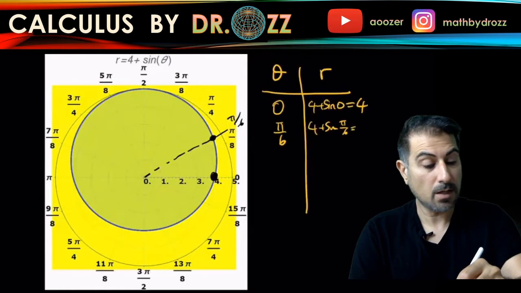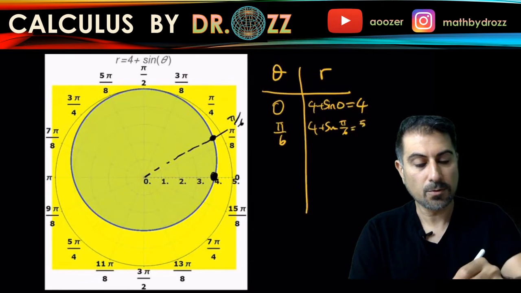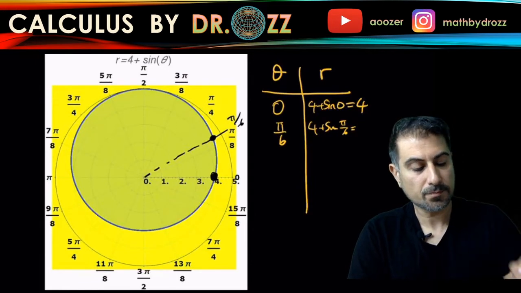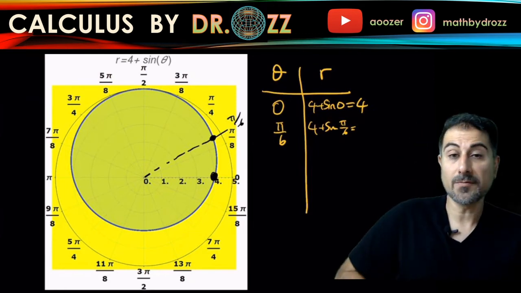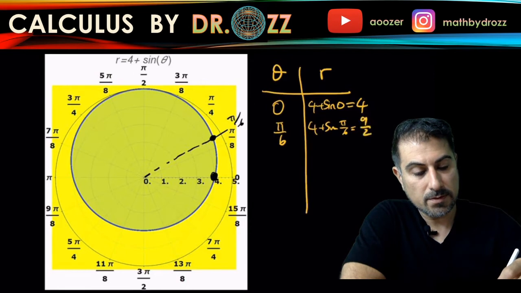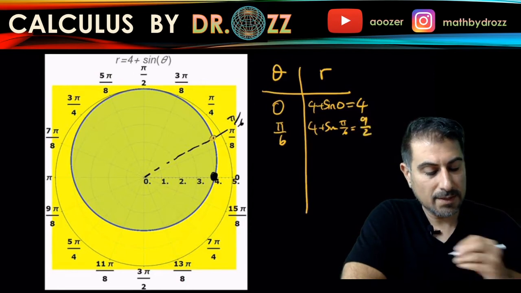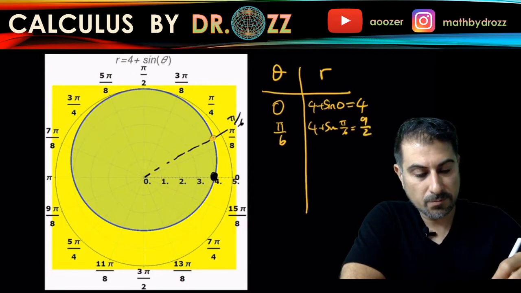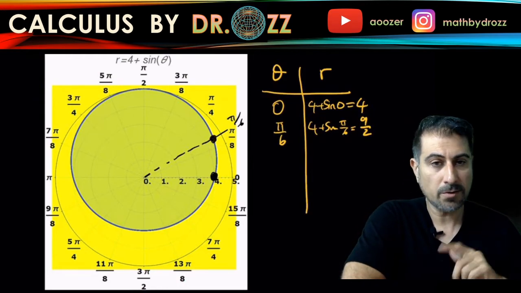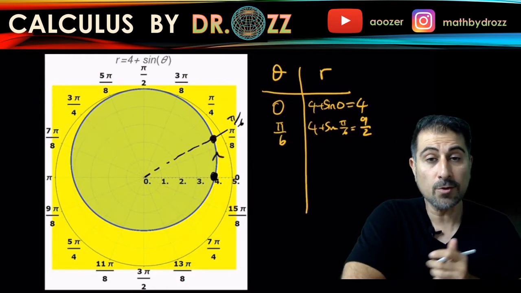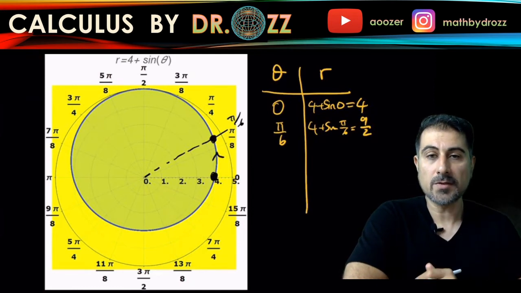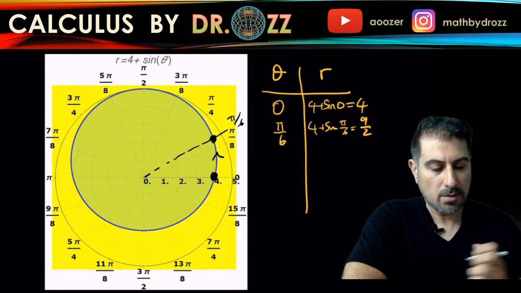So this is 4 plus 1/2, which is 9 over 2, essentially 4.5. So this point is covered. Let's try pi over 2, because we're still going in this direction. Nothing is extraordinary. We don't get negative values here. In fact, we won't have any negative values, because sine takes values between -1 and 1, so we should be safe.